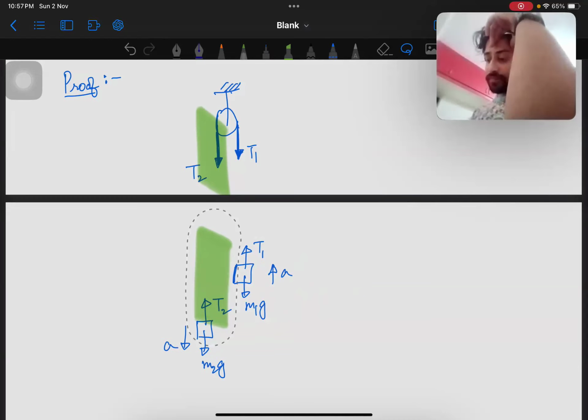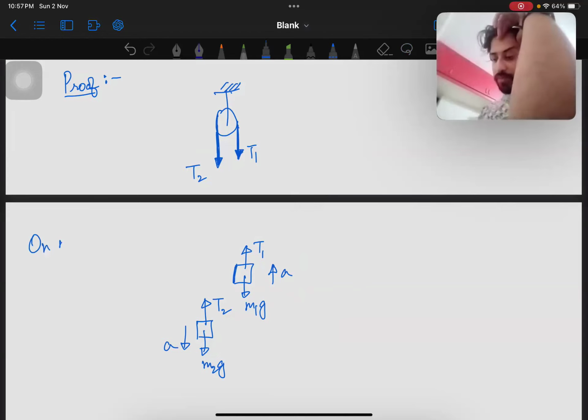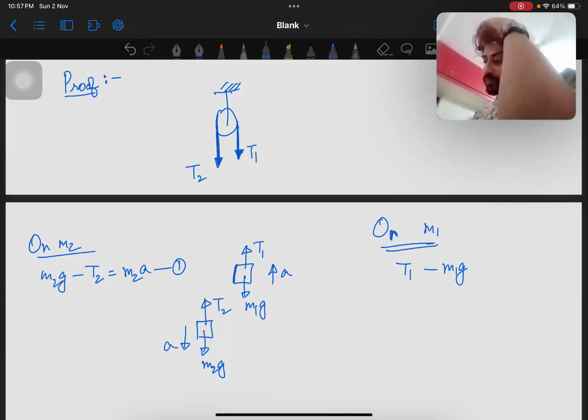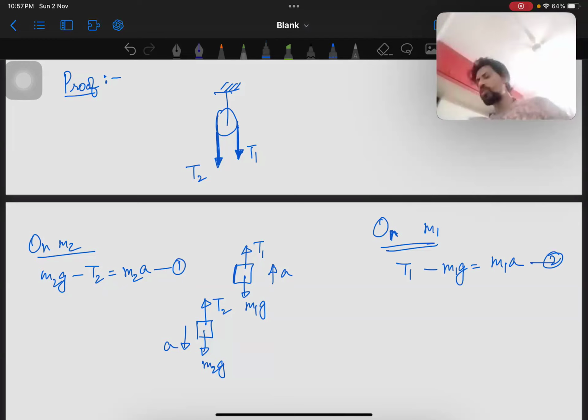And now let's write Newton's law. On the mass M2, F net, which is M2g minus T2, is equal to M2 times a. Equation number 1. And on the mass M1, T1 minus M1g is equal to M1a. Equation number 2. Notice how many unknowns there are: T1, T2, and a, three unknowns.